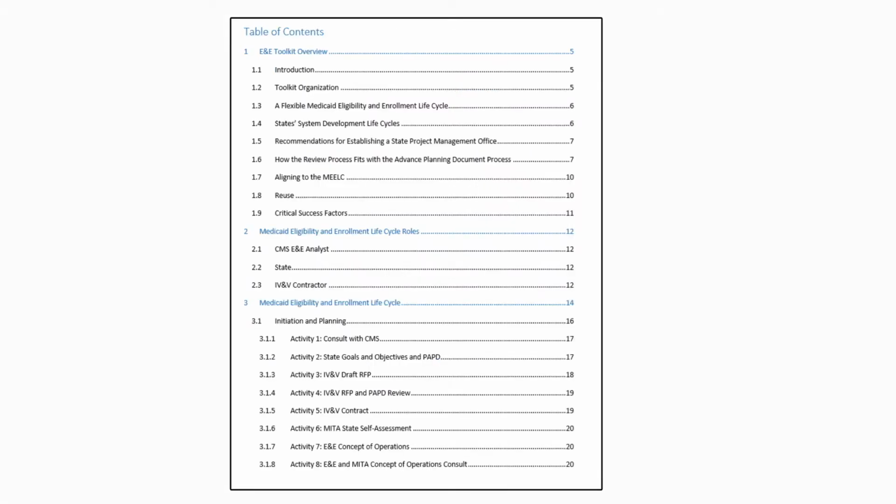This document covers topics such as the importance of a system integrator and a state program management function, and an explanation of how the lifecycle and the APD processes fit together. Other sections include roles, details about the activities we just saw in the workflow diagram, coverage of the checklists, and finally, how to prepare for milestone review.